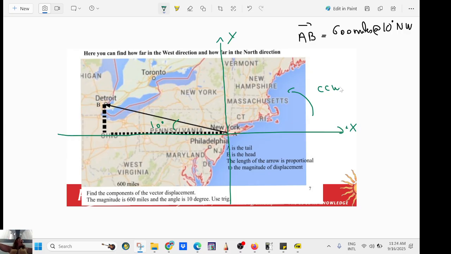Just 10 degrees above the horizontal. It's going to be what? 170. Very good. So you always go counterclockwise. That will be 90, 180, 270, 360.